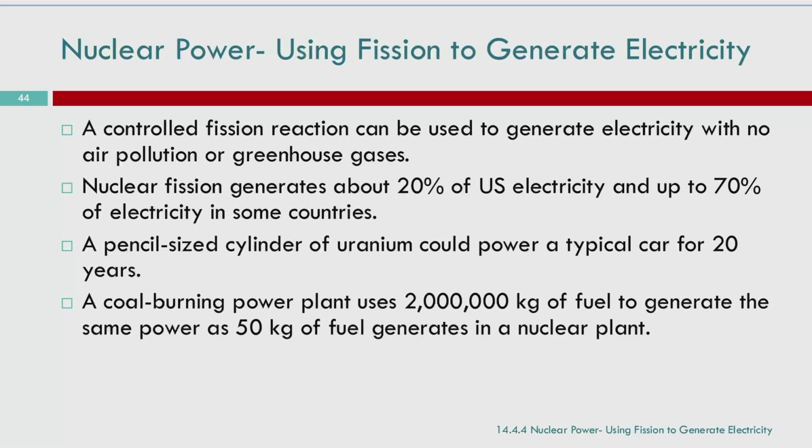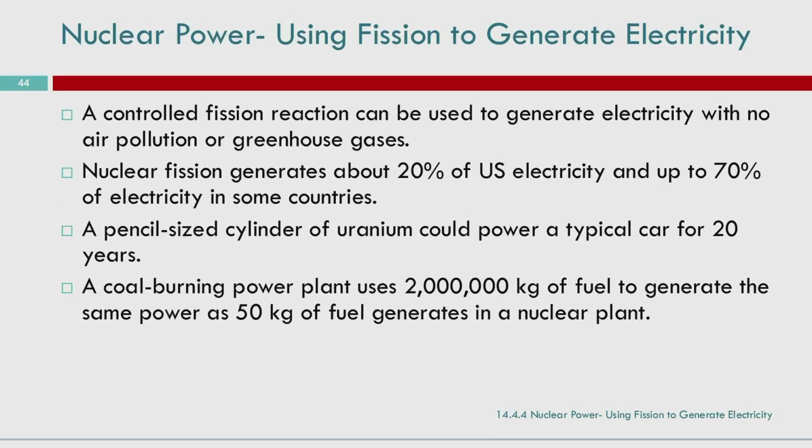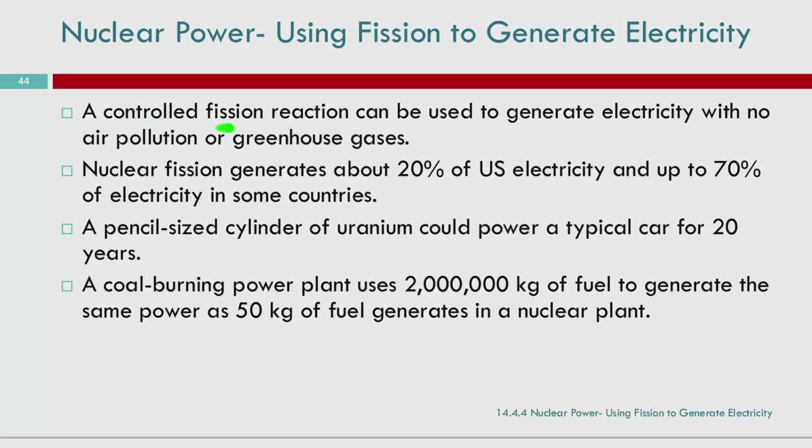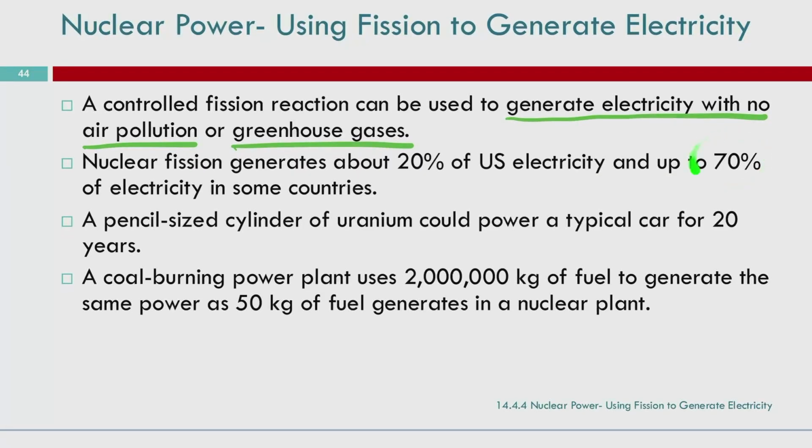But there's a not-as-dark side of fission, and you can control a fission reaction to generate electricity. This is what nuclear power plants currently use. You can generate electricity with no air pollution or greenhouse gases, so you don't really have to worry about emissions. Currently, nuclear fission is about 20% of US electricity. That's mostly because we're scared of nuclear in the US compared to Europe and other countries where it might be as high as 70%.